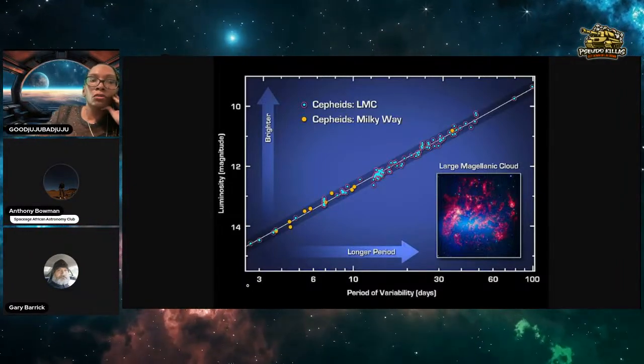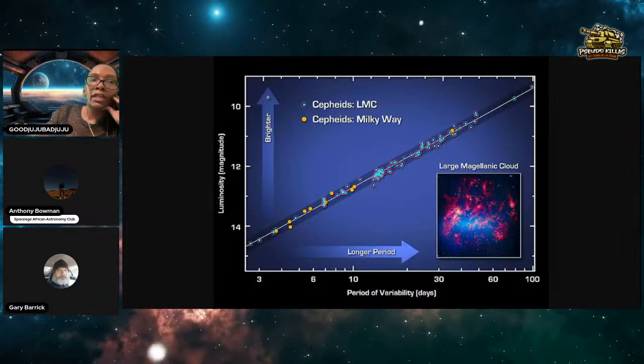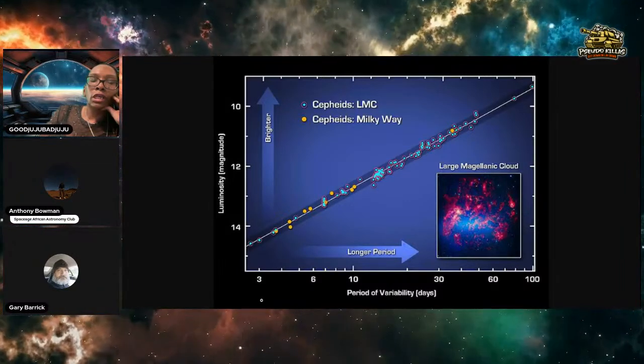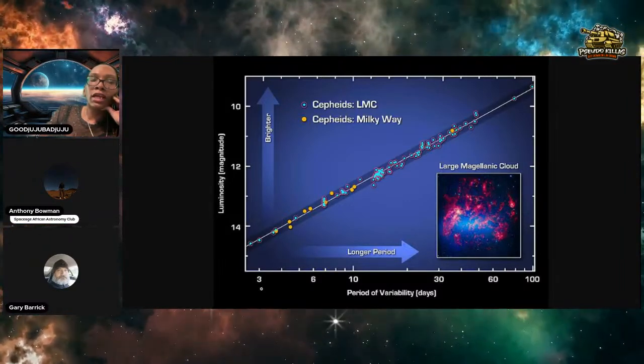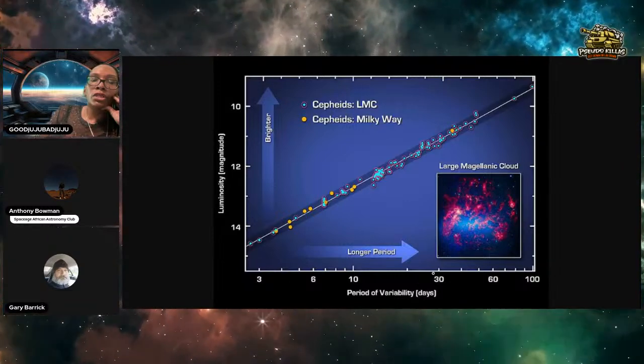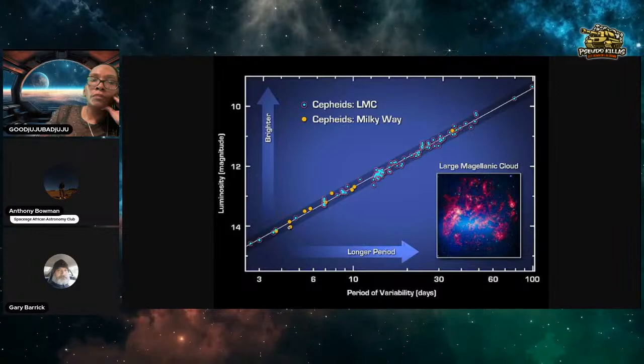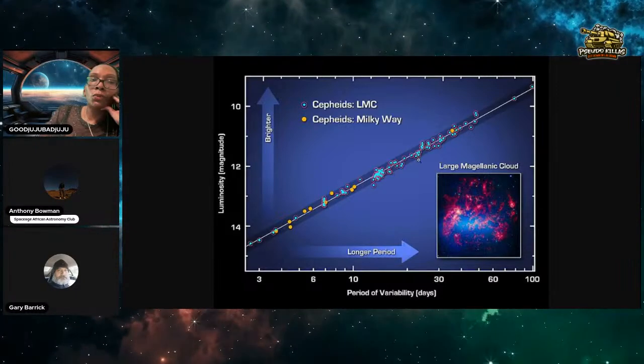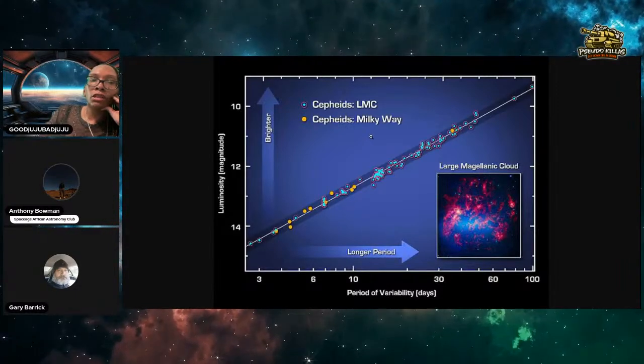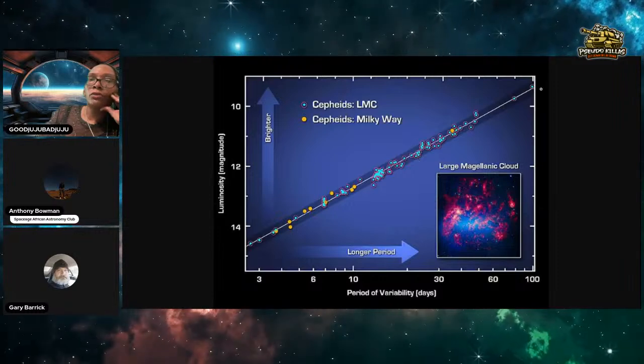So this gives you the brightness going vertically on your left-hand side, and at the bottom it gives you the number of days of variability. So this is pretty awesome. And then where they're located. Of course, the yellow ones are the Cepheids, and the blue ones.